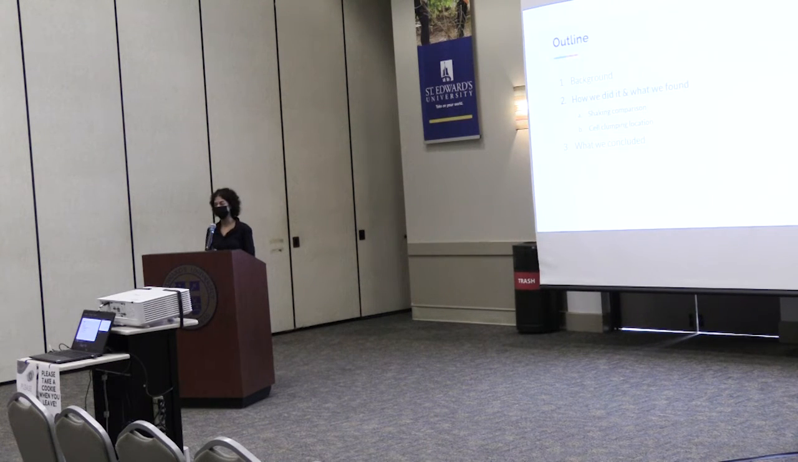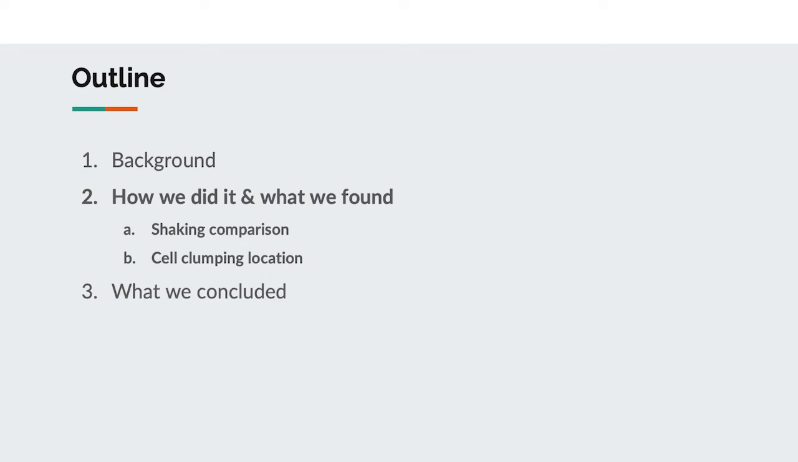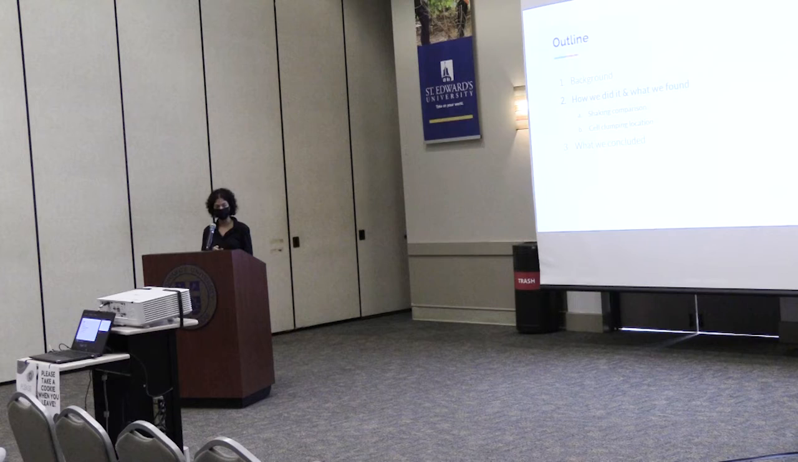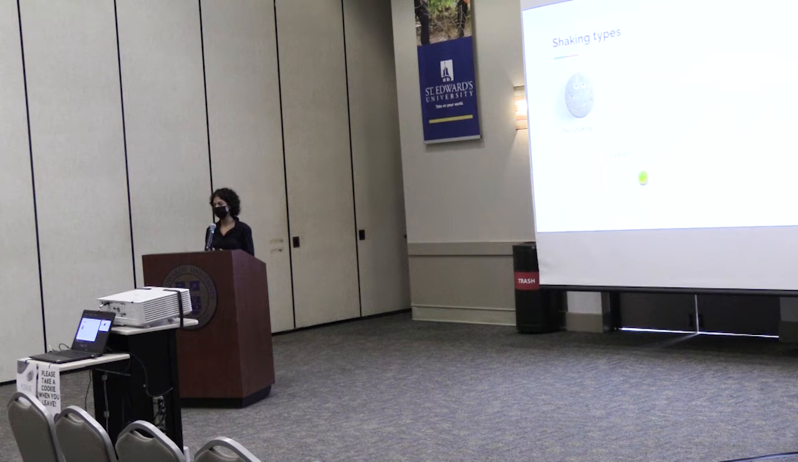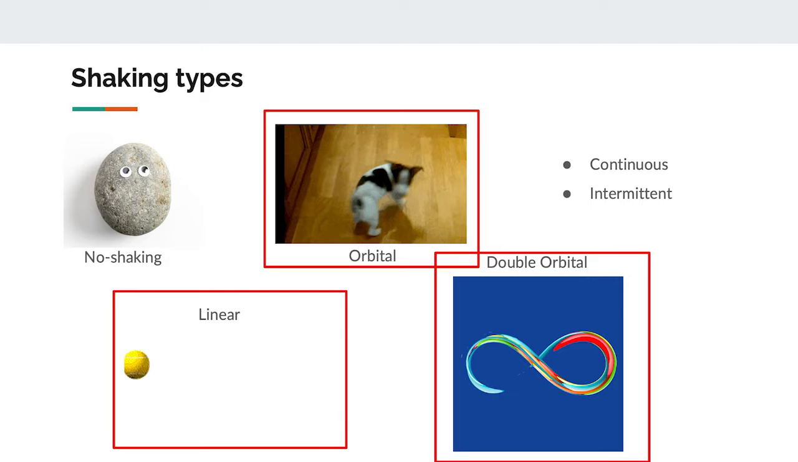Now the experiments we did: two, one that compared all shakings and one that looked at cell counting location. We have 7 different types of shaking. One is no shaking, when the plate stays still in the microplate reader for 24 hours. Then we have linear shaking, where you move in a linear horizontal motion. Orbital shaking, where you make a circle. And double orbital, where you make a figure 8.